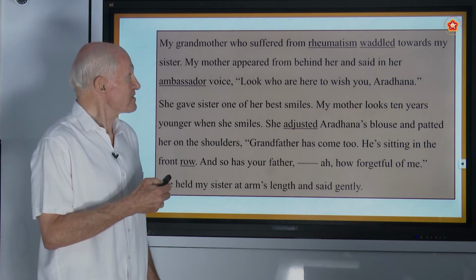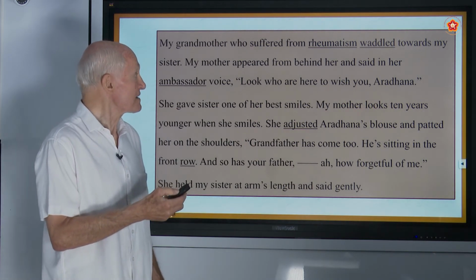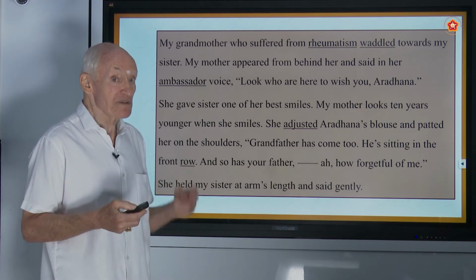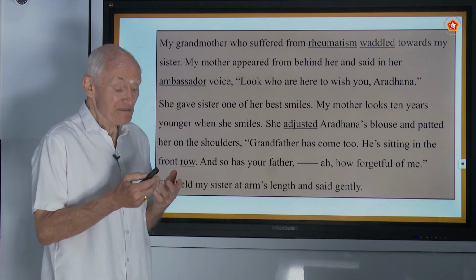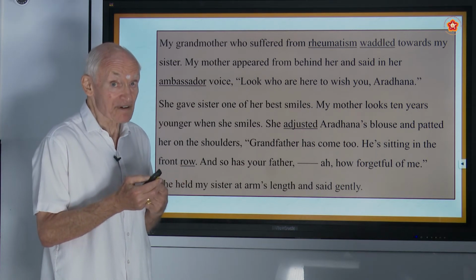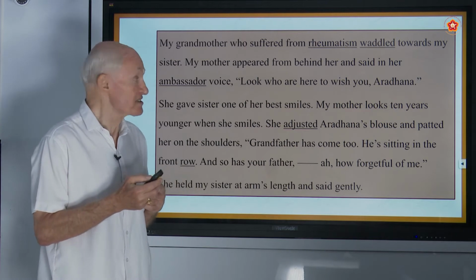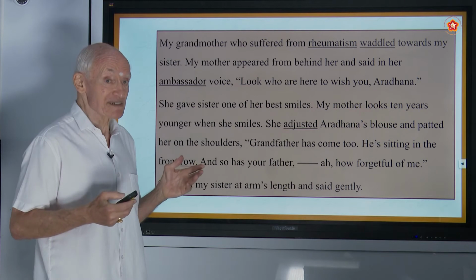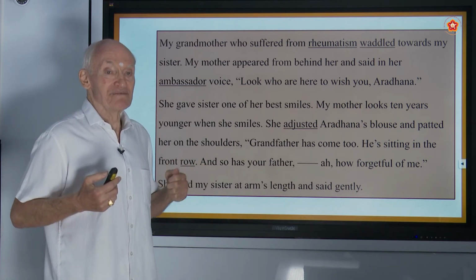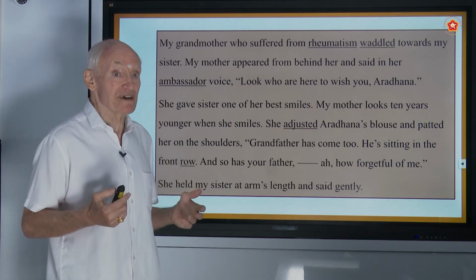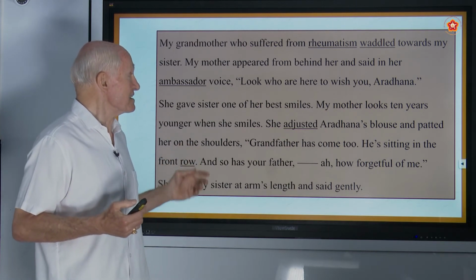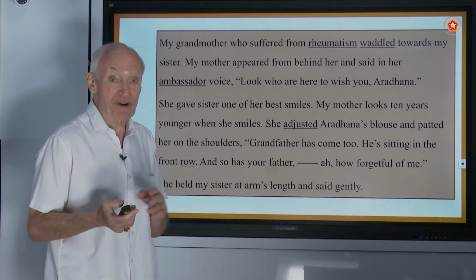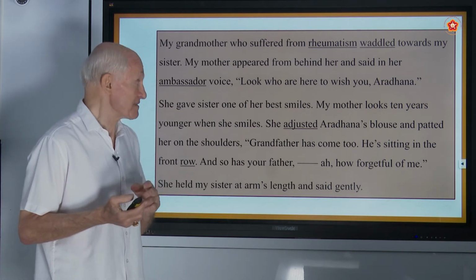"The grandmother, who suffered from rheumatism, waddled towards the sister. My mother appeared from behind her." So we have three people. We have Aunt Pramila, we have the grandmother, and we have the mother, okay? And we'll find out the mother's name in just a minute. And then the mother said, in her ambassador voice, an ambassador is very proud and very authoritative, okay? And she says, "Look who is here to wish you, Ardhana." And she's pointing to the grandmother and Aunt Pramila, okay?